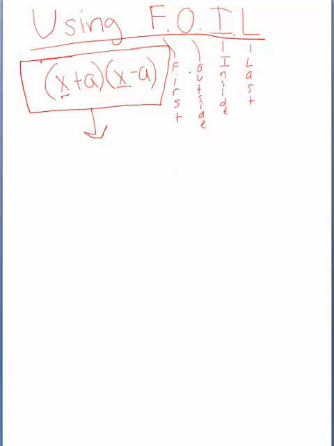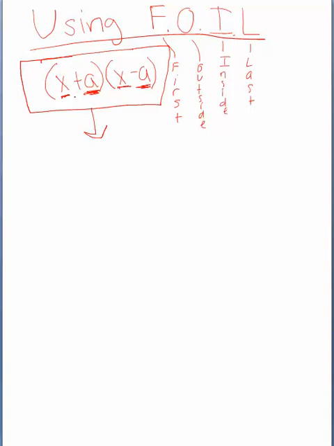Outside. This is outside. This is outside. Inside will be these two. And last. That's this and this. And that's the order in which you will multiply each of these out in that order and then add them all together.